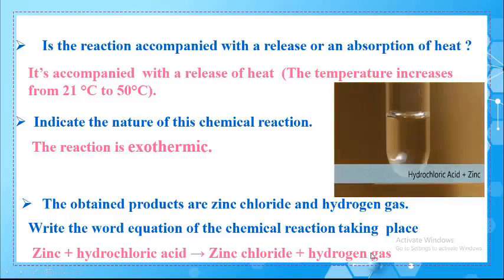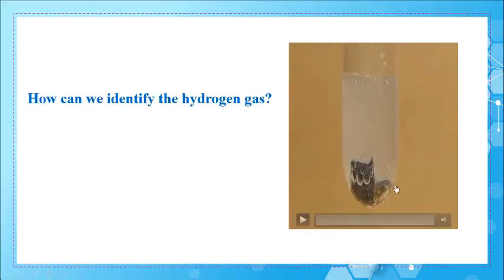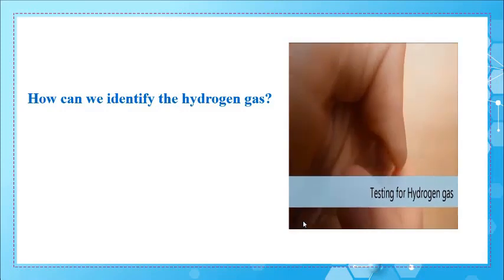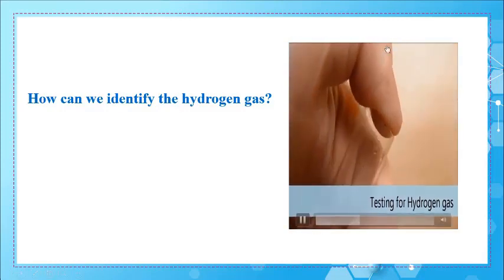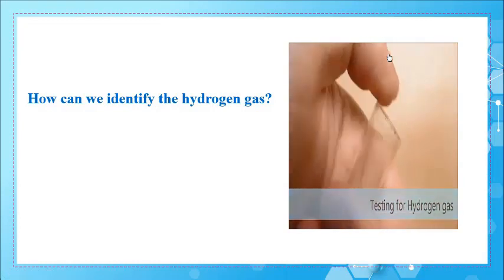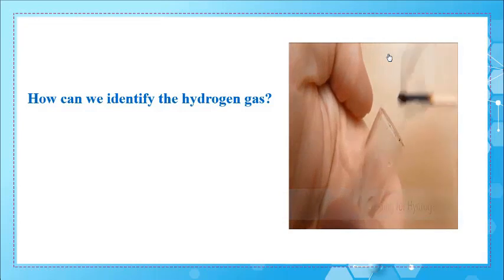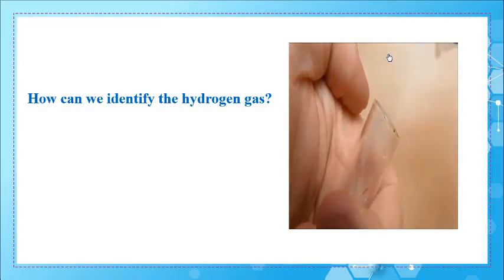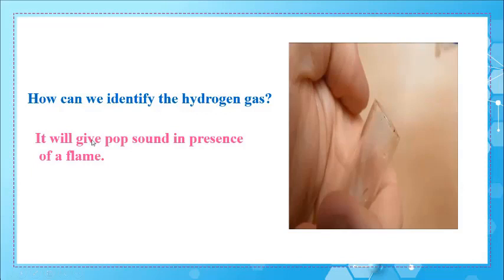But how could we infer that hydrogen gas is produced? How can we identify its presence? Observe this video where we have hydrogen gas trapped inside a test tube. Yes, open the test tube and approach a flame. Look, what did you hear? I said, pop sound. That's right. It will give a pop sound in the presence of a flame. This is hydrogen gas.